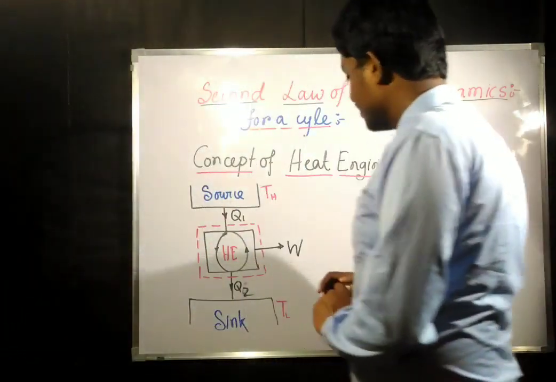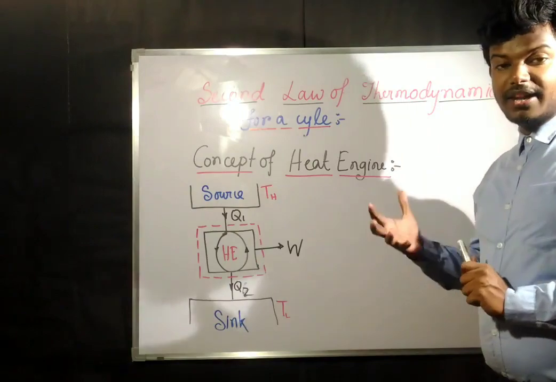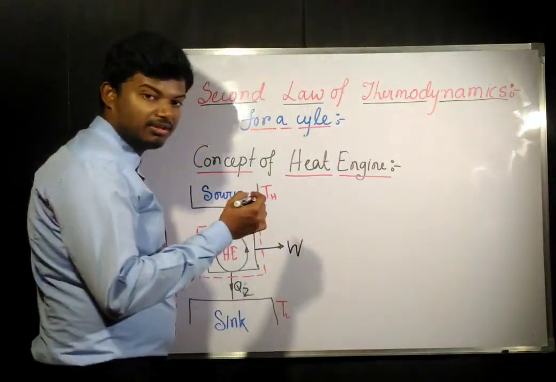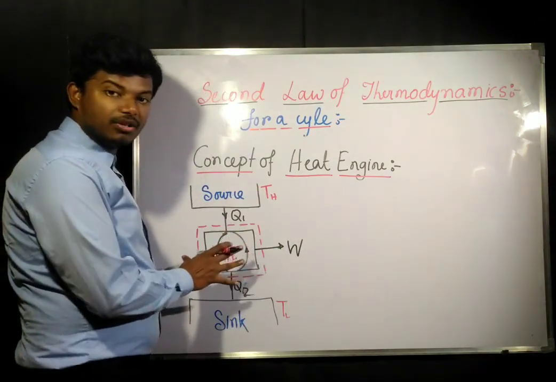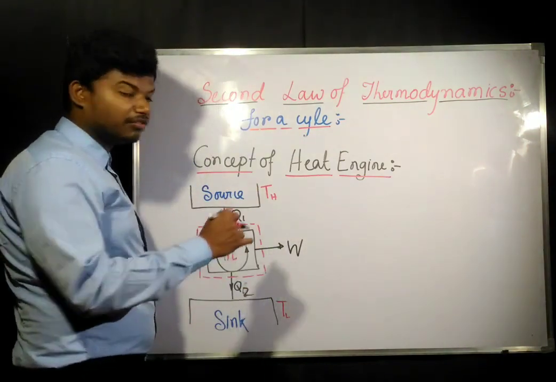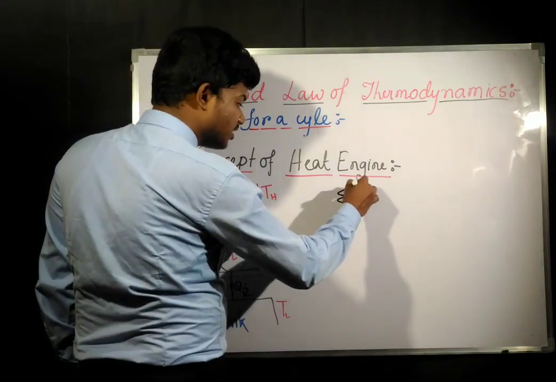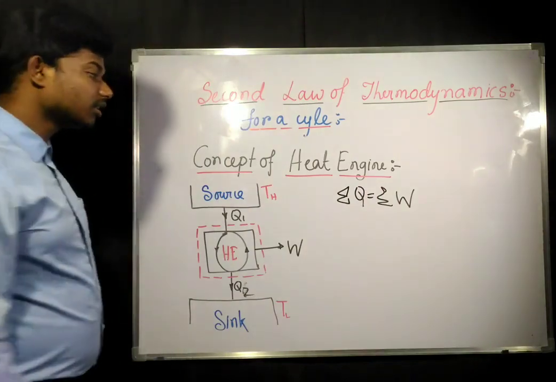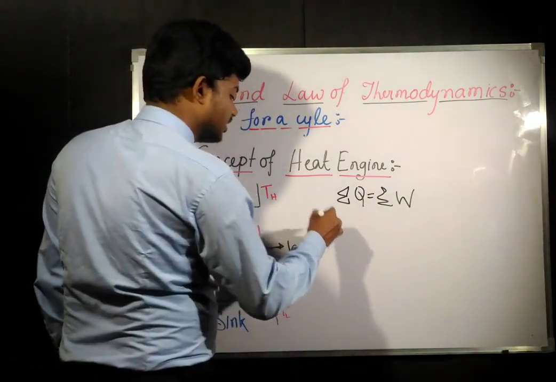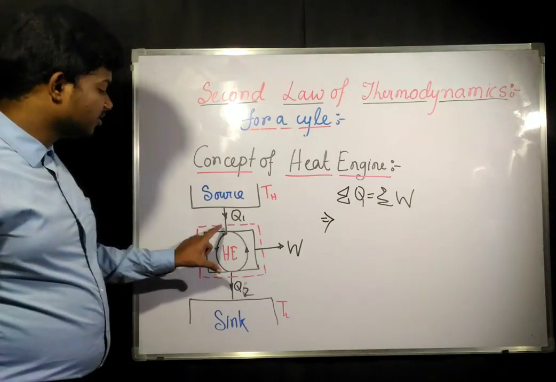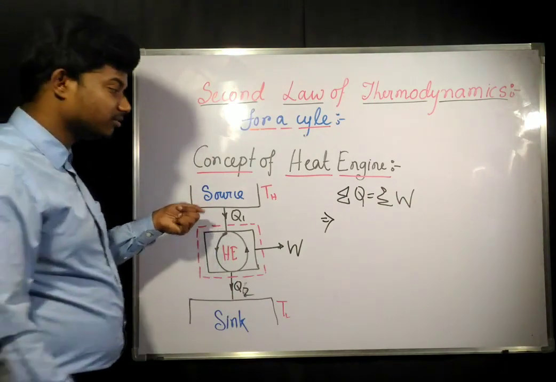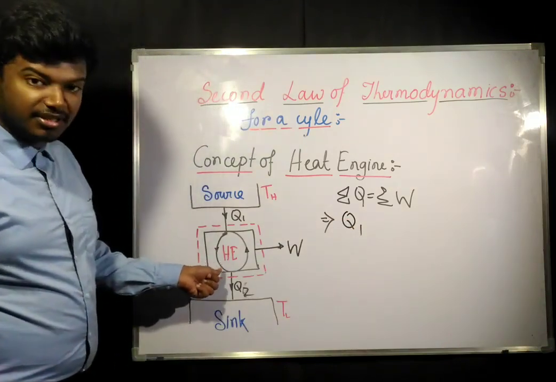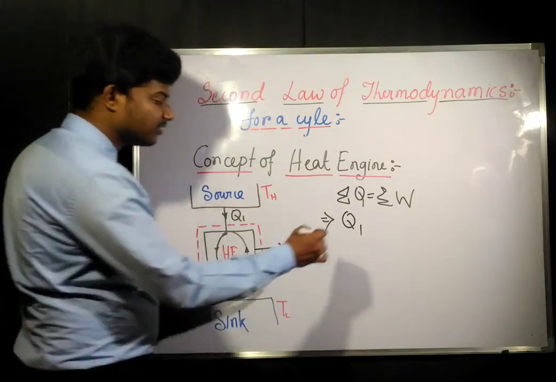Okay, now in a heat engine, if we need to find the efficiency, what will happen? Now according to the first law of thermodynamics, this is a cycle. So the first law of thermodynamics for a cycle is: summation of heat interaction is equal to the work interaction. Now this is the system. Heat is coming to the system, that means it will be positive Q1, and here heat is getting rejected from the system, that means it will be minus Q2.